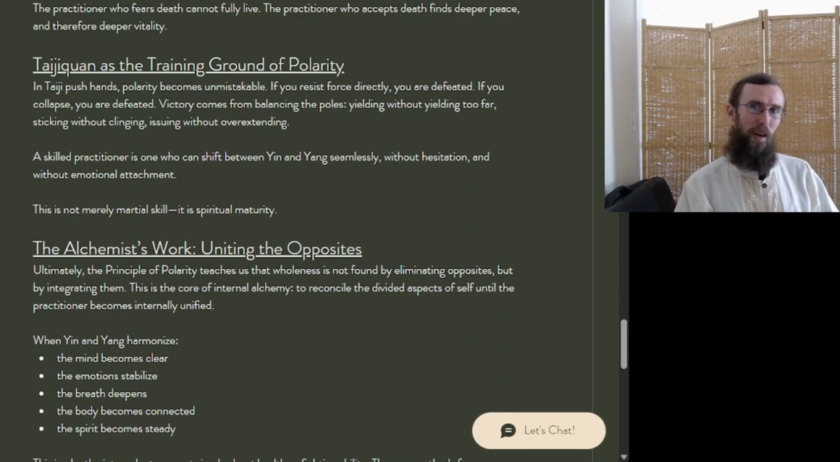Taijiquan as the training ground of polarity. In taiji push hands, or guaisho, polarity becomes unmistakable. If you resist force directly, you are defeated. If you collapse, you are defeated. Victory comes from balancing the poles, yielding without yielding too far, sticking without clinging, issuing without overextending. A skilled practitioner is one who can shift between yin and yang seamlessly, without hesitation and without emotional attachment. This is not merely martial skill, it is spiritual maturity that can be applied to all areas of life.